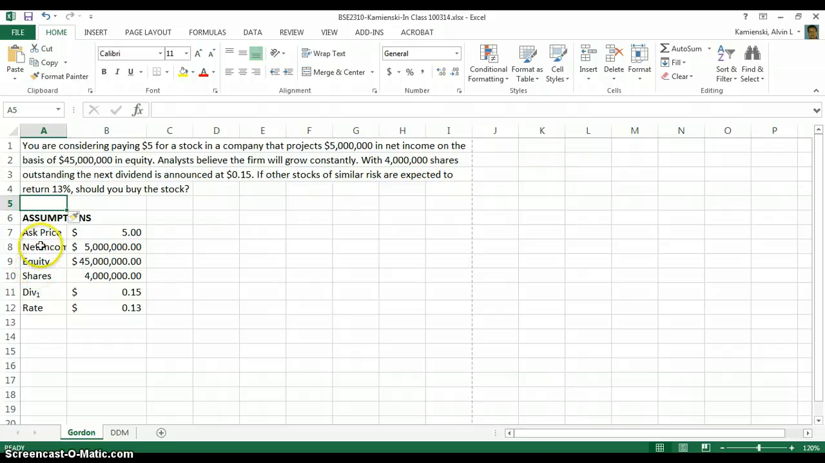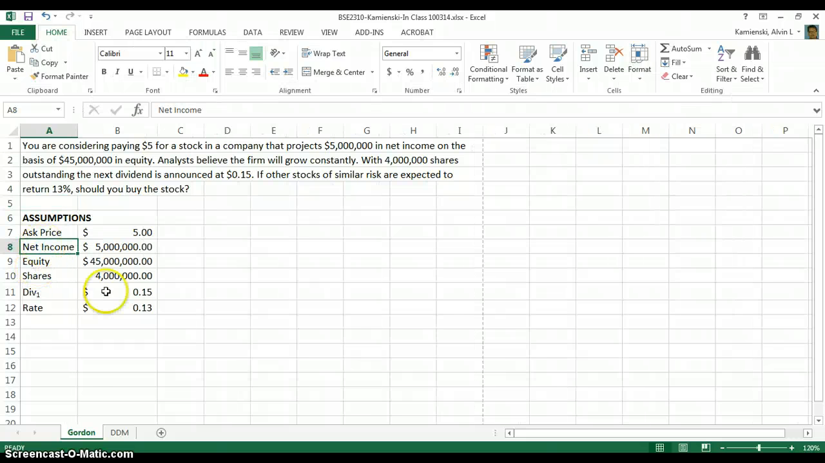As a reminder, the Gordon constant growth model is going to ask us to solve for P0 as being equal to dividend 1 divided by R minus G. But before we can get there, we have some sub-calculations that we'll need to take care of.